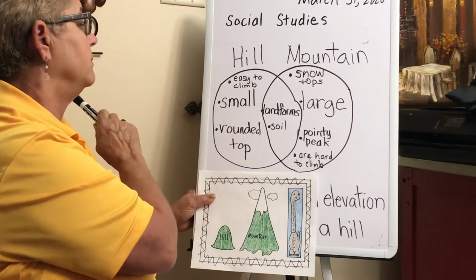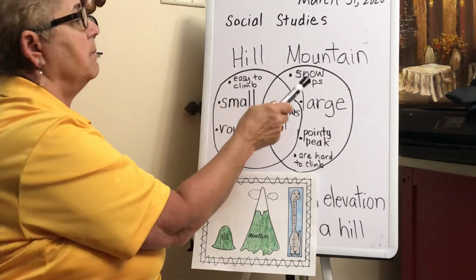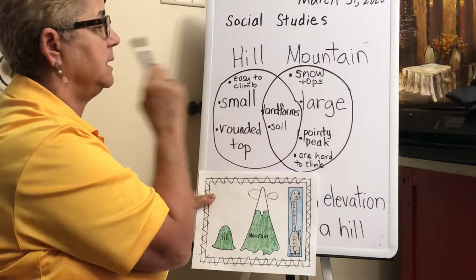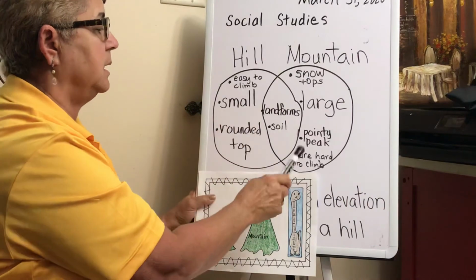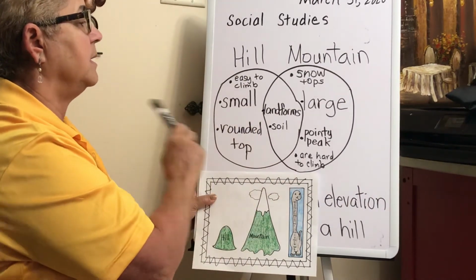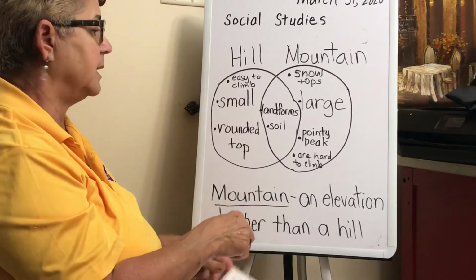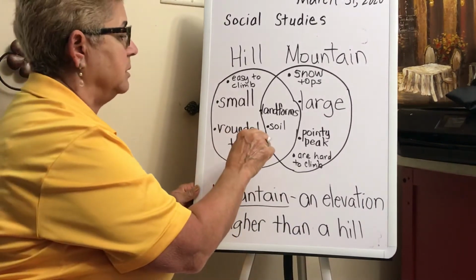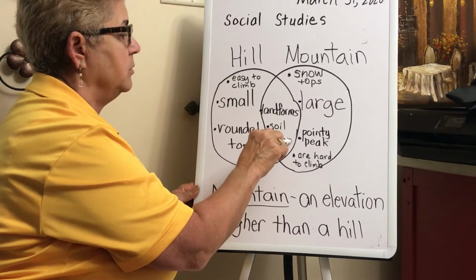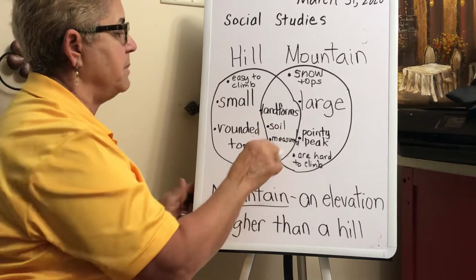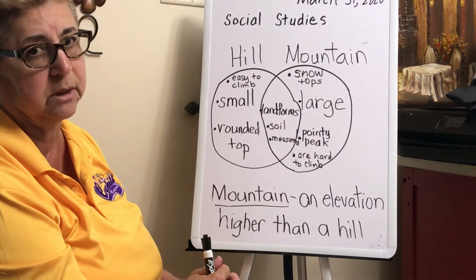It's small, it's rounded, it has a rounded top. A mountain has snow tops. It's large. It has a pointy peak. And it's hard to climb. They're both called landforms. They both have soil. And let's say they're both measured. M-E-A-S-U-R-E-D. They're both measured because that's how they get their name, whether they're a hill or a mountain.